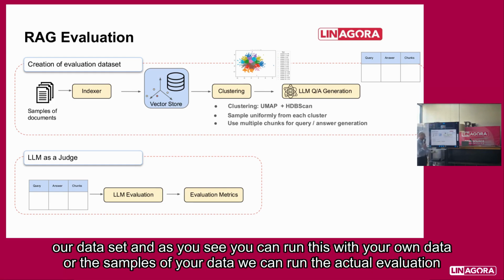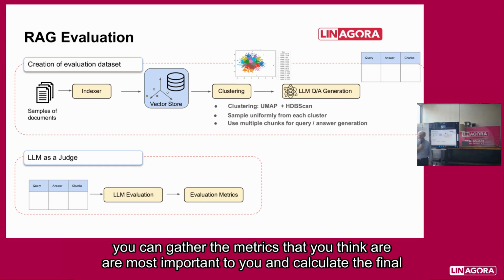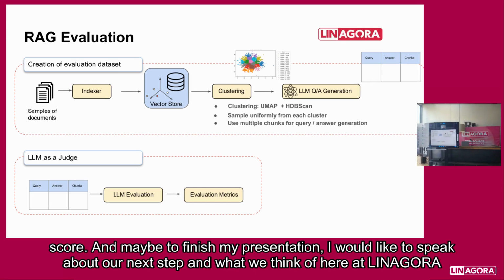Once we have our data set, and as you see, you can run this with your own data or samples of your data, we can run the actual evaluation pipeline using LLM as a judge. So you have queries, answers, and chunk IDs. You use the LLM as an evaluator, you can gather the metrics that you think are most important to you, and calculate the final score.